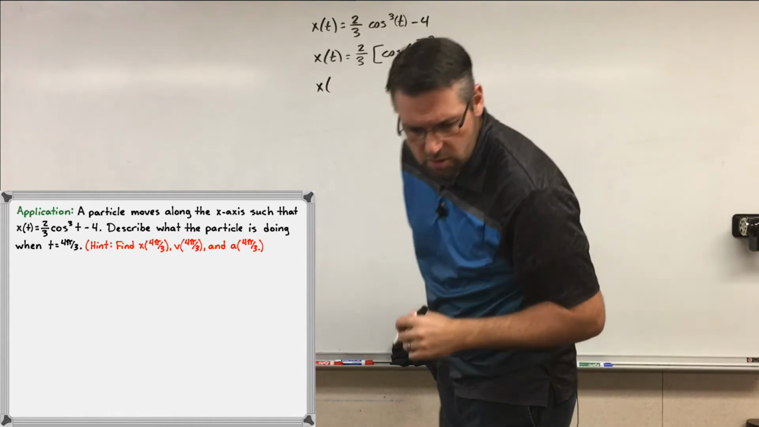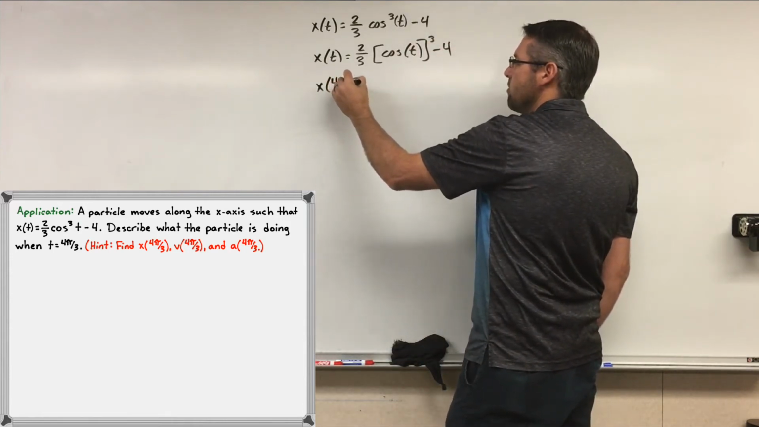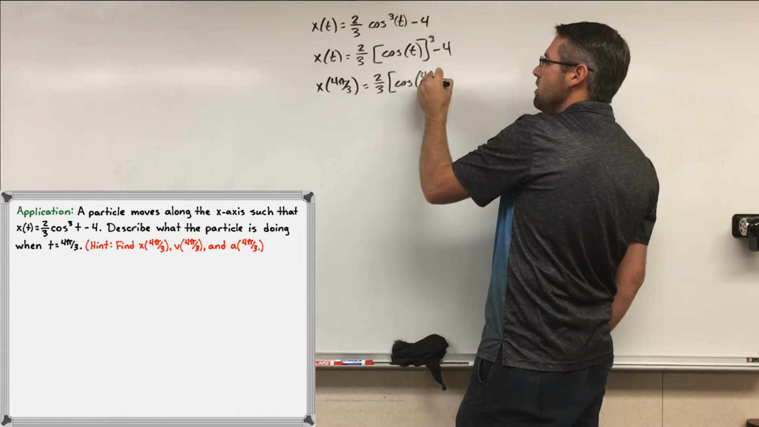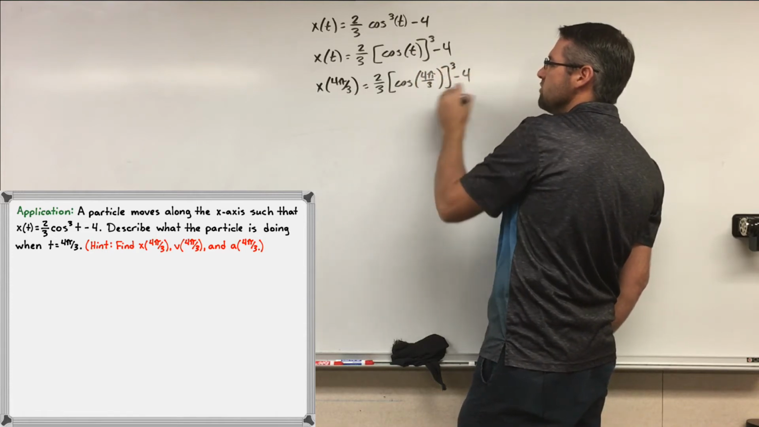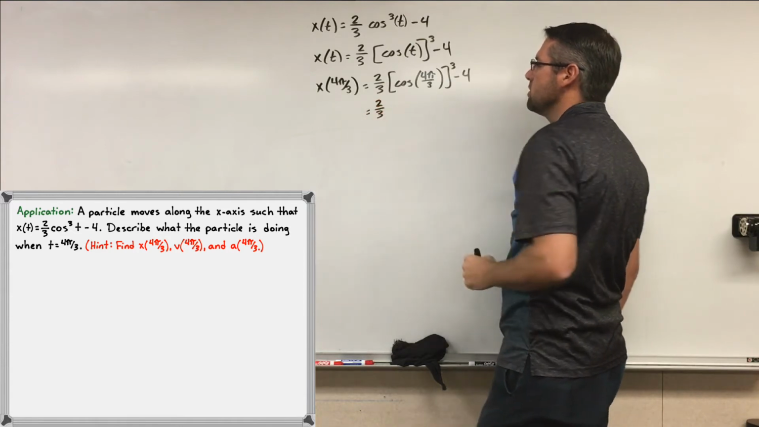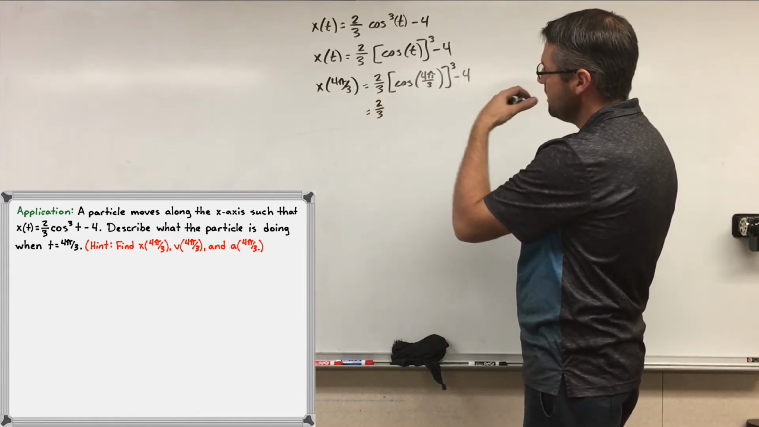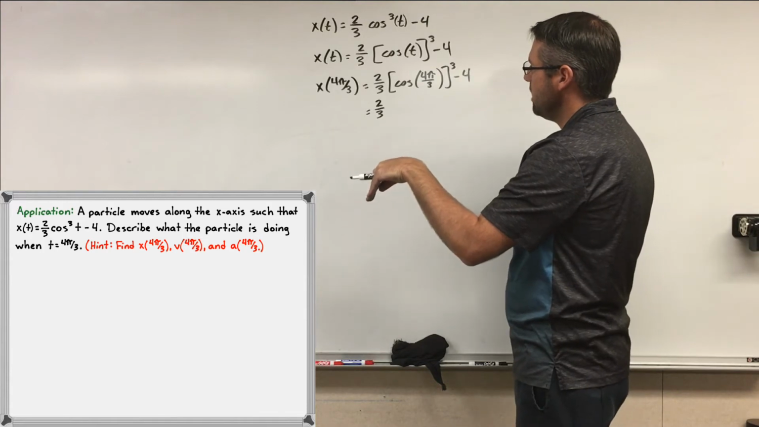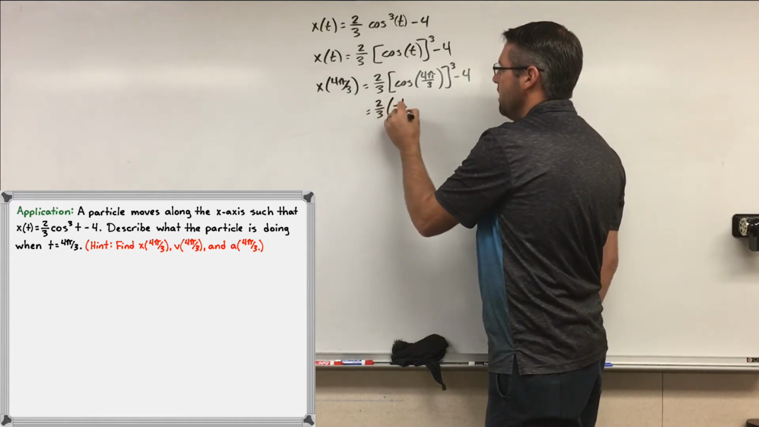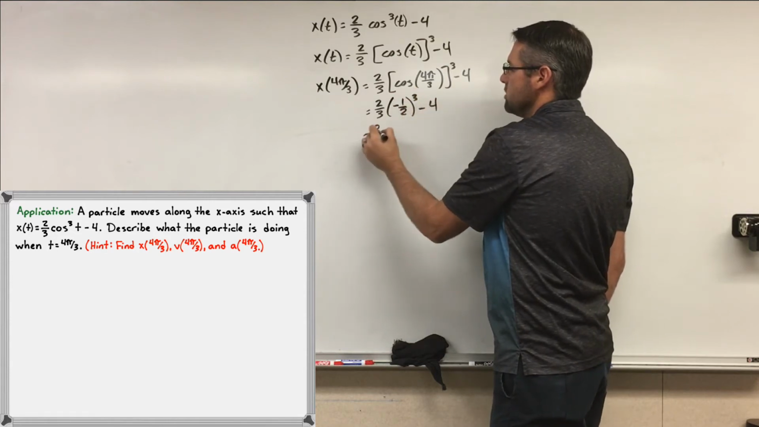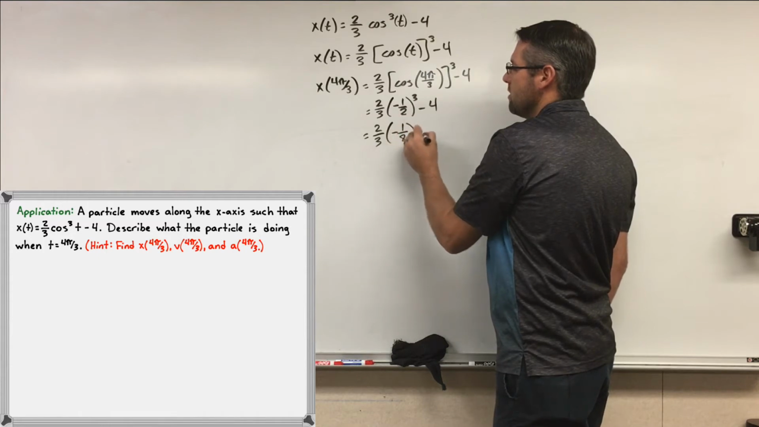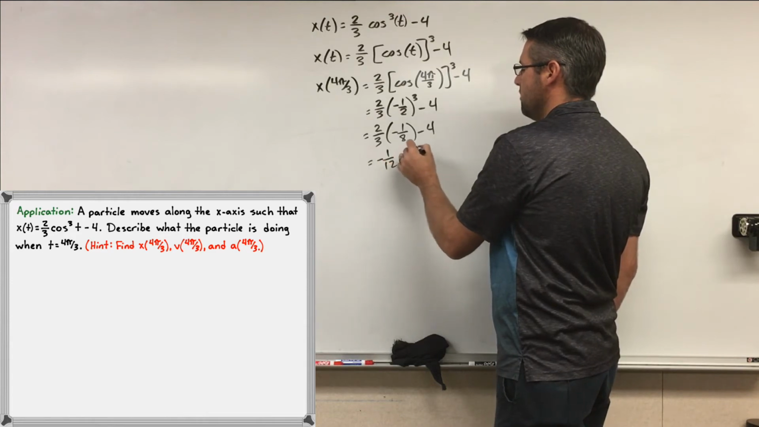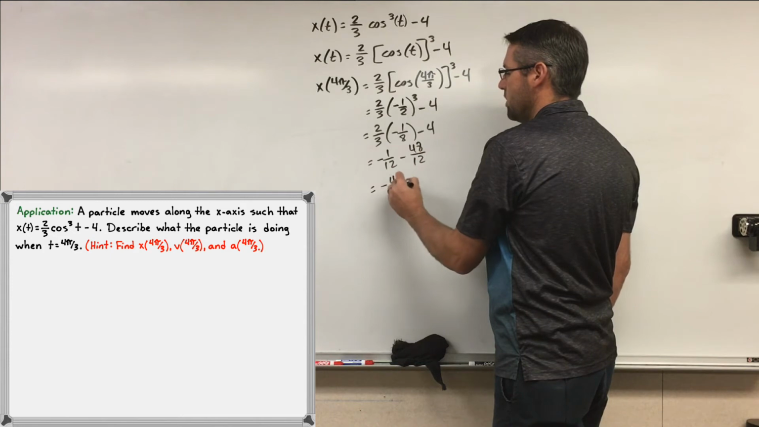So we would find x of 4 pi over 3. Well, that would be 2/3 times cosine of 4 pi over 3, all cubed, minus 4. Simplifying that, cosine of 4 pi over 3, that's way down here. That's going to be negative 1/2, I believe, negative 1/2 cubed minus 4. So that's 2/3 times negative 1/8 minus 4. That's going to be 2 over 24, negative 1 over 12, minus 48 over 12, I believe. So we get negative 49 over 12.